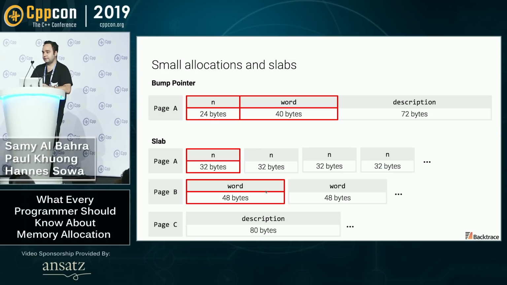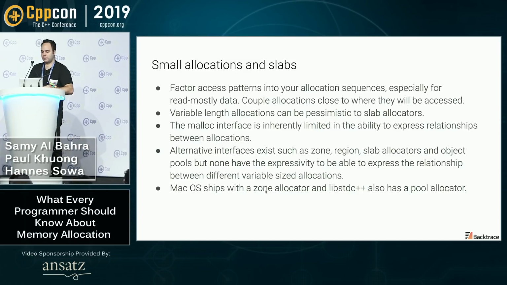You can end up really thrashing your TLB, right? Because everything is fragmented across so many size classes. So the key takeaway here is to factor access patterns into your allocation sequences, especially for read-mostly data. Generally try to couple allocations close to where they'll be accessed. Variable length allocations can be pessimistic.